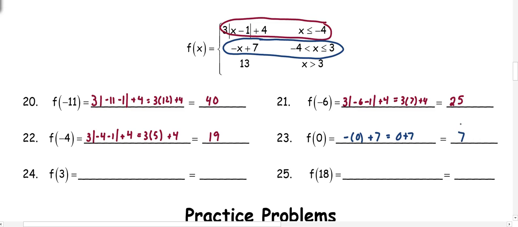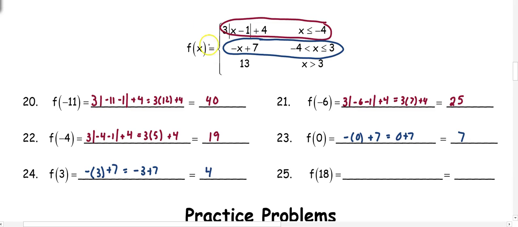F of 3. Well, we want to know where x is equal to 3, and in this second inequality, x is less than or equal to 3, so we're going to use that equation. So negative parentheses 3 plus 7 gets us negative 3 plus 7, which is 4.